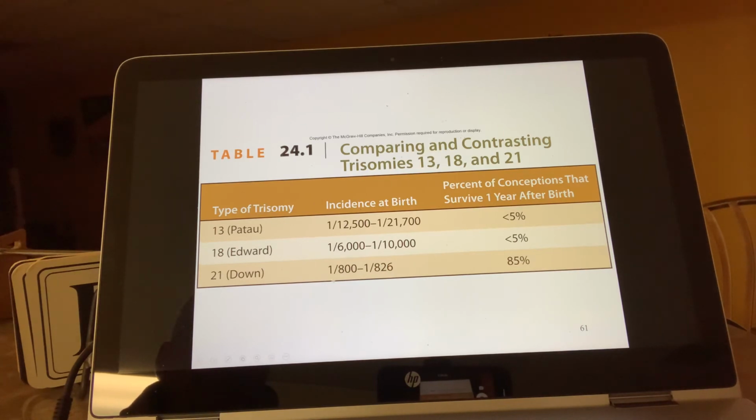You can see the incidence of Down syndrome, 1 in 800 to 1 in 826 births is a Down syndrome child, with increased risk at a more advanced maternal age. But 85% of those survive after birth, many surviving many, many years if they're highly functional and have minimal abnormalities structurally.